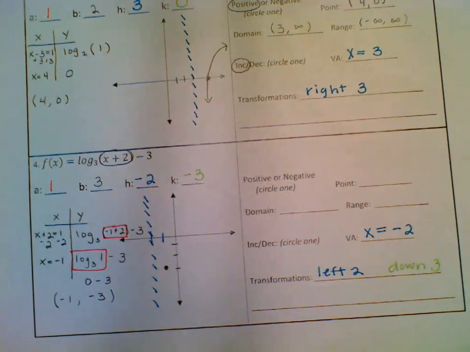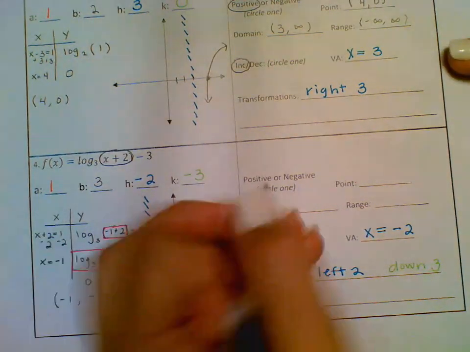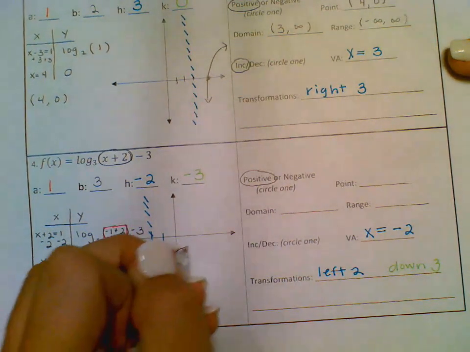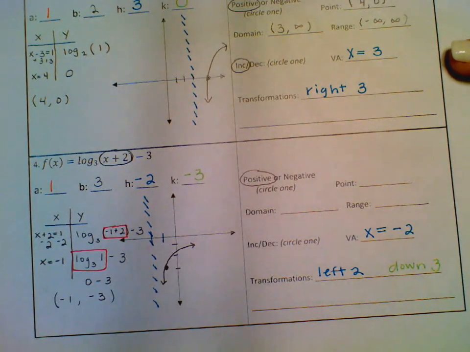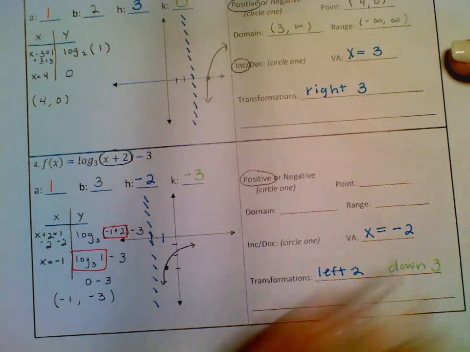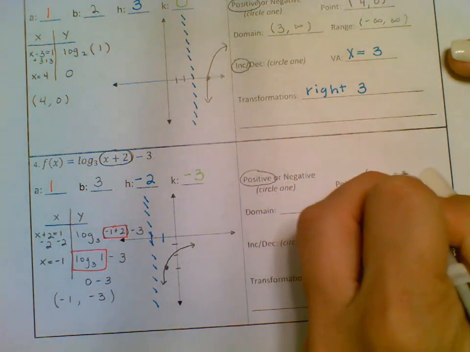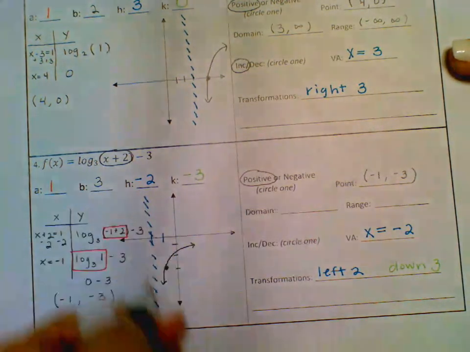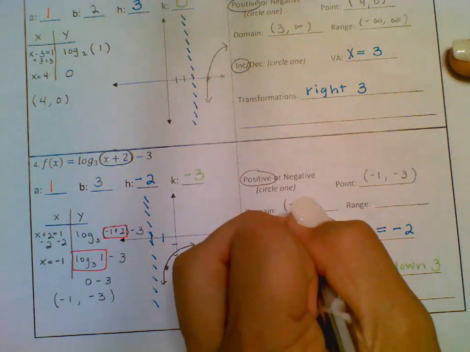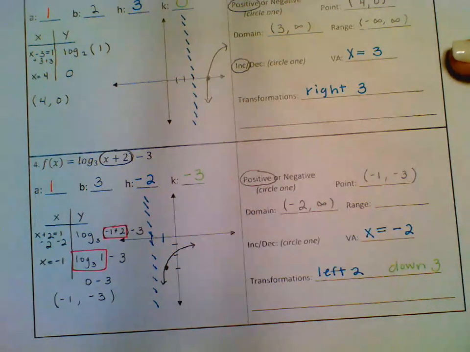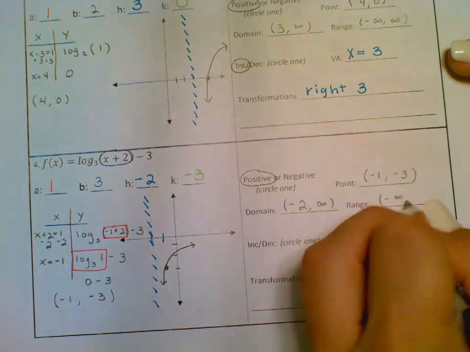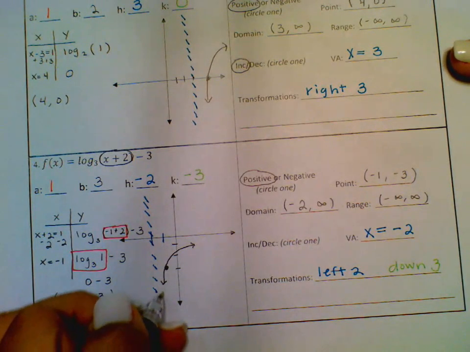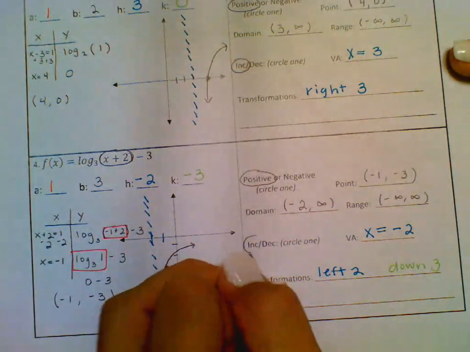When I draw this curve, I'm looking at my A value. This is positive. Positive goes from low to high. My point was negative 1, negative 3. My domain is from the asymptote, negative 2 to infinity. And my range, negative infinity to infinity. And this graph is increasing because I'm going up.